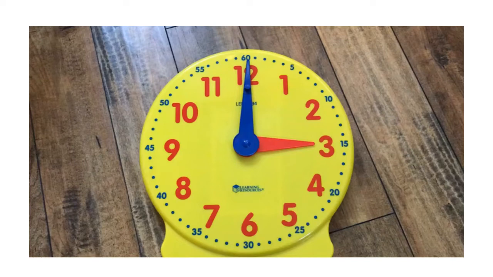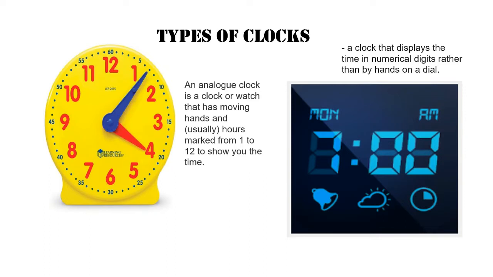So, did you understand what are the parts, or can you tell me what are the parts of a clock? Okay, let's try, kids. But before that, let's know first what are the types of a clock. There are two types of clocks. First one is the analog clock. Analog clock is a clock or watch that has moving hands and usually hours marked from 1 to 12 to show you the time.